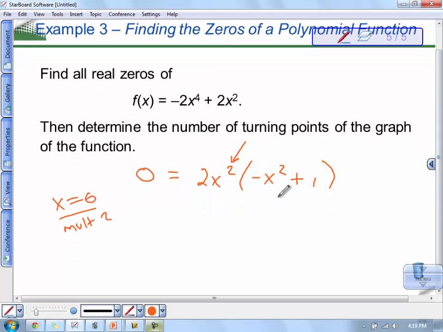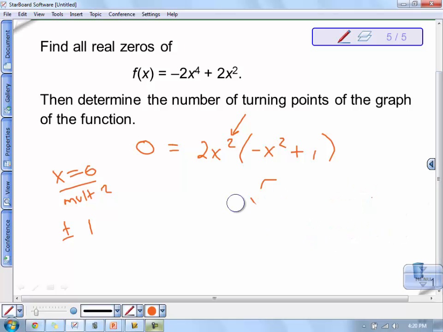The other zeros would come from when x is equal to 1 or negative 1, from this factor. You set this factor equal to 0, then you have negative x squared plus 1 equals 0. Subtract 1 from both sides, divide both sides by negative 1, and then square root both sides to get x equals plus or minus 1. So the other zeros are plus or minus 1. So there's 3 real zeros here.